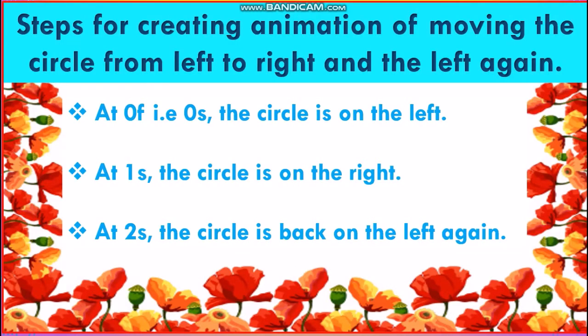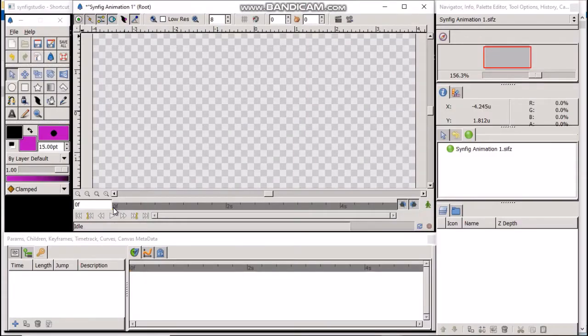For this, we need to create the following three steps. First step, at 0f, that is 0 frame or 0 seconds, the circle is on the left. Then second step is at 1 second, the circle is on the right. Third step is at 2 seconds, the circle is back on the left again. Follow these steps to create a moving circle animation.